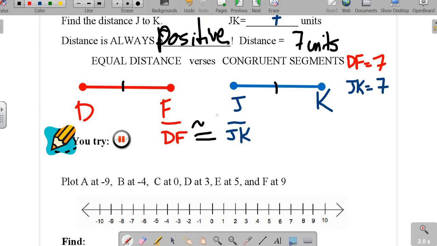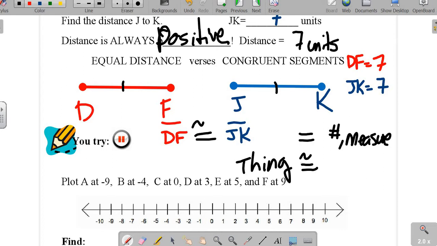It's important you understand the difference between these symbols. We use equal signs when we're talking about numbers, measures. We use a congruent sign when we're comparing a thing to a thing. Remember when I said geometry is more about the things? So keep that in mind. When you're comparing two things that are the same measure, you use what's called a congruent symbol.